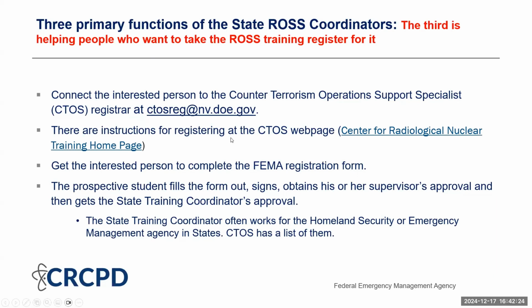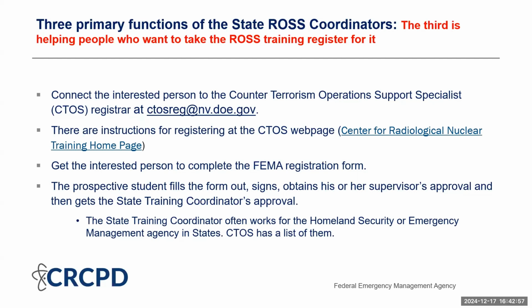We're also hopeful that some other states in underserved regions can get some training. They've got instructions on how people register at the link here, Center for Radiological Nuclear Training homepage. We want to help them get their FEMA registration form filled out, help them connect to the state training coordinator. This is an official person who is usually in emergency management or homeland security in the state.